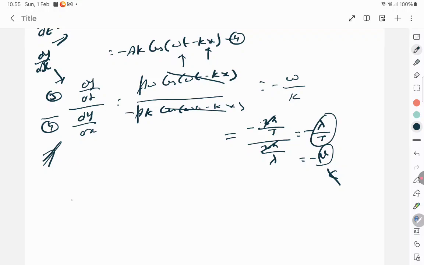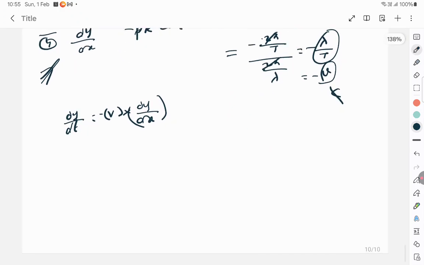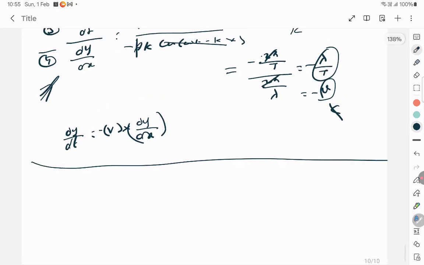And therefore you know that the particle velocity with respect to time is the wave velocity multiplied by dy/dx, which is the slope of y with respect to x, the slope of the displacement curve at that point. Okay, so that's about it.